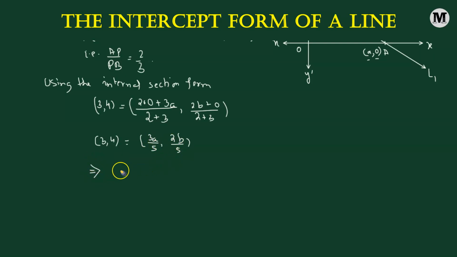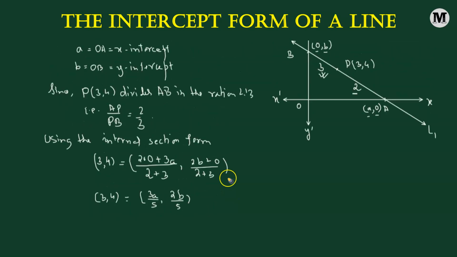Now we can equate them. So 3a/5 is equal to 3, and 2b/5 is equal to 4. So let's solve for the values of a and b. a comes out to be equal to 5, and then we have b equal to 10. So we have successfully obtained the values of a and b.